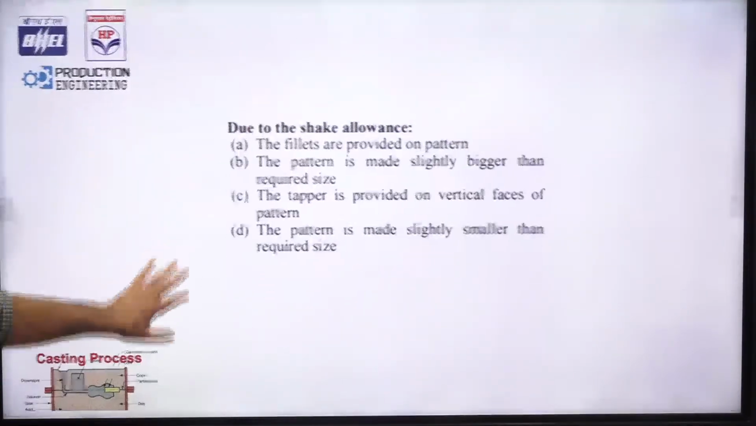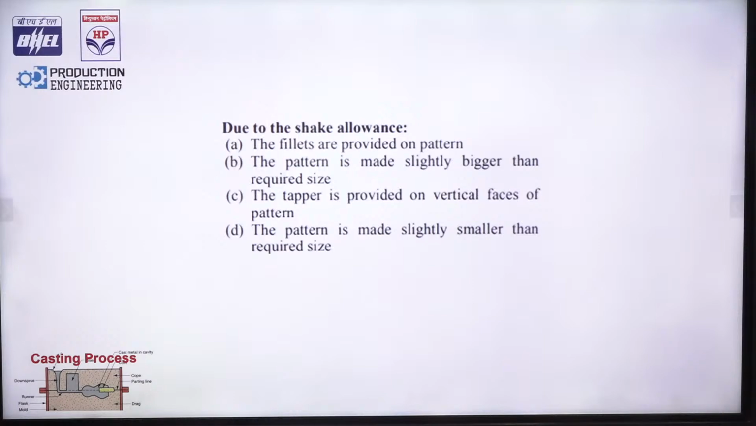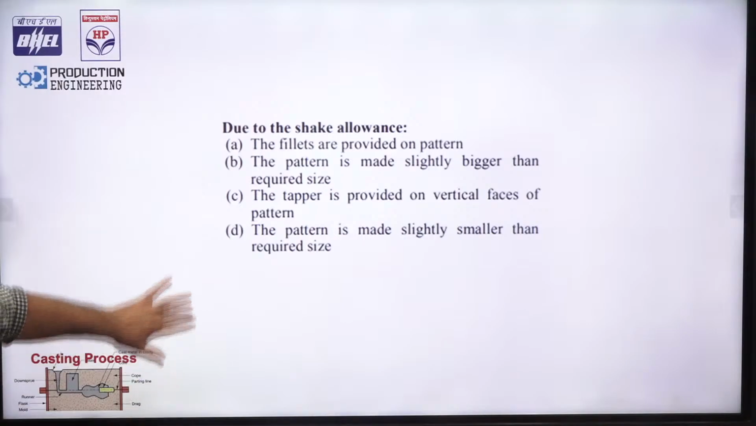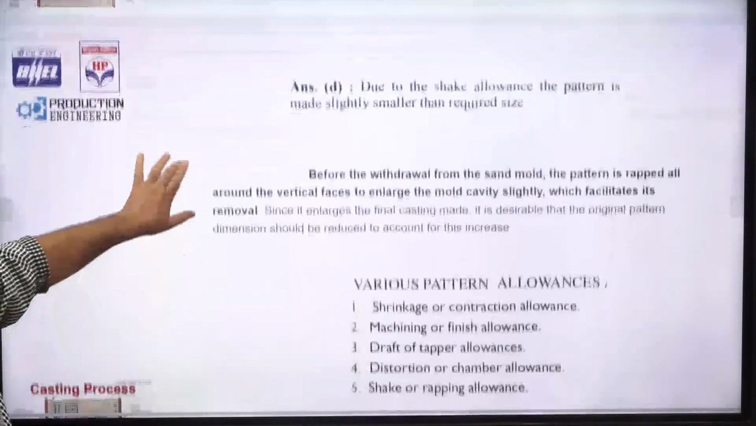Due to shake allowance, answer the question. Due to shake allowance, fillets are provided on the pattern. Pattern is made slightly bigger. Taper is provided on the vertical faces. Pattern is made slightly smaller. So tell me, what do you have to do because of shake allowance? Do you have to make the pattern bigger or smaller? So the pattern is made slightly bigger than the required size. Okay, pattern is made bigger or pattern is made smaller, what is the answer for that? Okay, some of you are saying smaller, some of you are saying bigger.